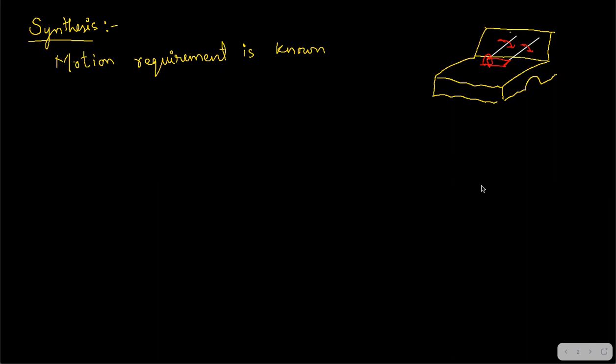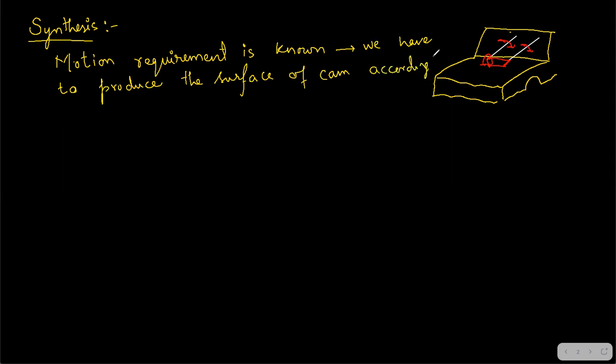But in case of cam and follower, motion requirement is known, and we have to produce the surface of the cam accordingly. Okay, so what is the meaning of this?